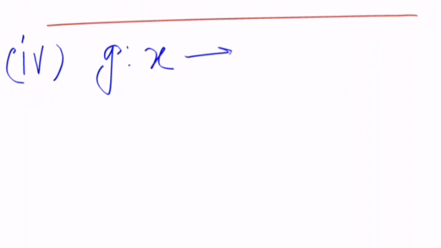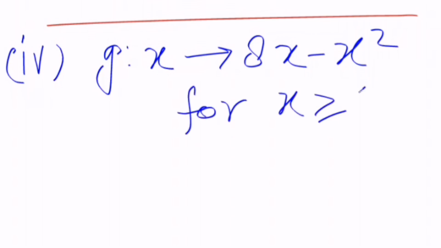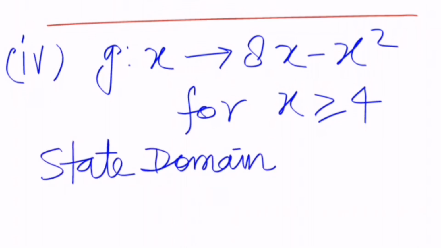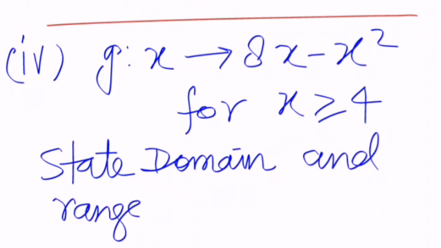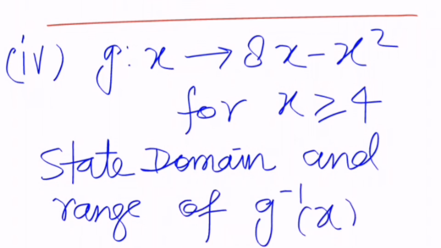What is the next part of the question? Next is the fourth part. The fourth part of the question is that if g of x is defined as g from x to 8x minus x square for x greater than or equal to 4, state the domain and range of g inverse, state the domain and range of g inverse of x.